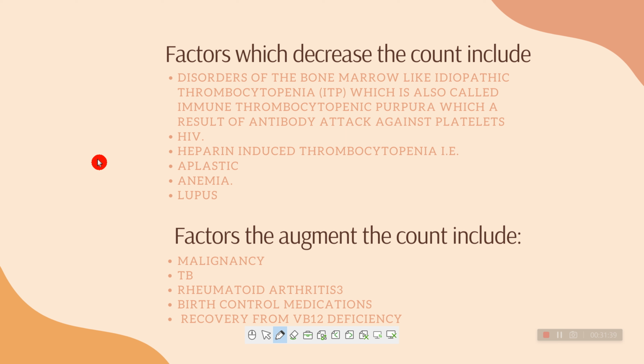Now whenever the platelet count is increased above the normal range, it is called thrombocytosis. It may be the result of malignancy, any kind of malignancy or cancer-causing condition. Then in the case of TB also, the platelet count may be increased. In the case of rheumatoid arthritis, the platelet count is observed to be increased. Then whenever a person is taking birth control medications, it may impact the platelet count of the person.